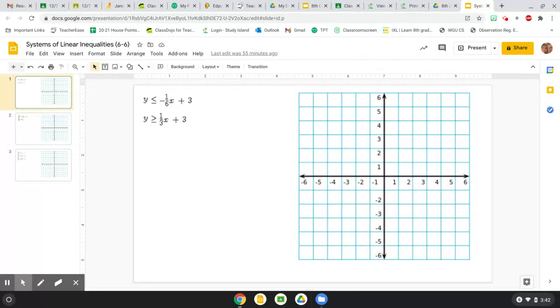So, there aren't multiple strategies in order to do this. It's really just graphing for inequalities, okay? So, you're not going to have substitution or elimination. It's just going to be graphing.